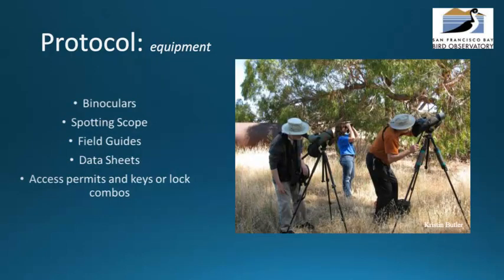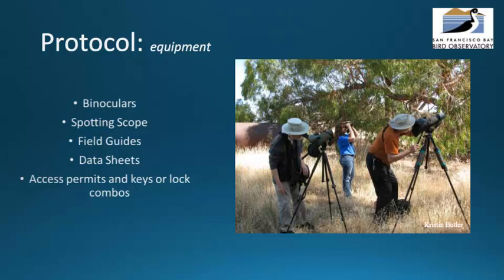The equipment you will bring to the field are binoculars, a spotting scope, field guides, data sheets, and, depending on your site, you may need keys, permits, or lock combinations. Those who have sites that require keys, permits, or combinations will obtain them from the program coordinator at the start of the season. If you are working in an area that requires a permit, make sure that you always have a printed copy with you in the field.